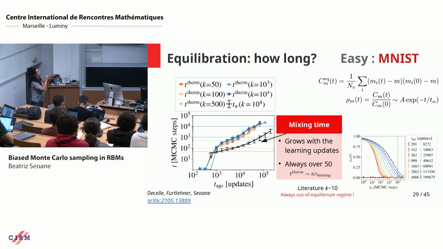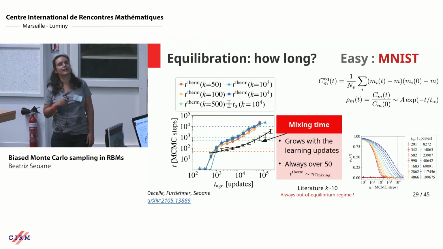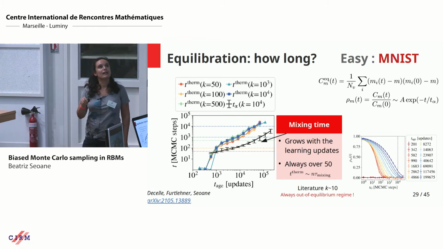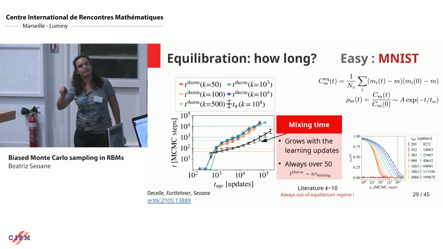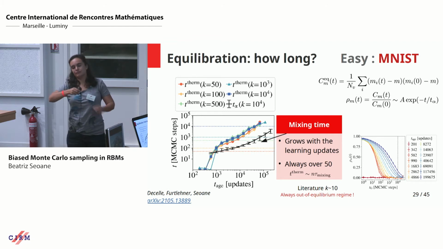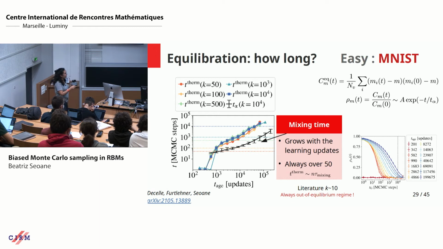Okay, so I was saying that we need to equilibrate, but the question is, how long do we need to do sampling to equilibrate? Here we did it with MNIST, which I can tell you is an easy dataset to learn. We can compute, for instance, the autocorrelation time of the magnetization. We tried several observables, but this was the slowest one.